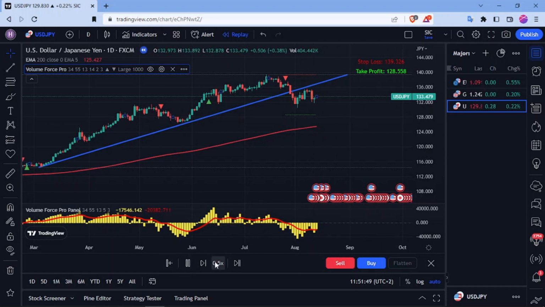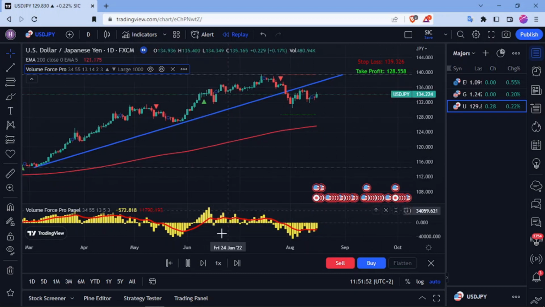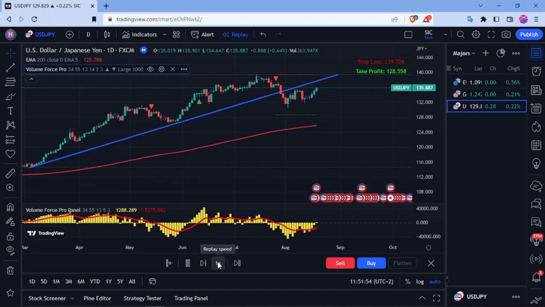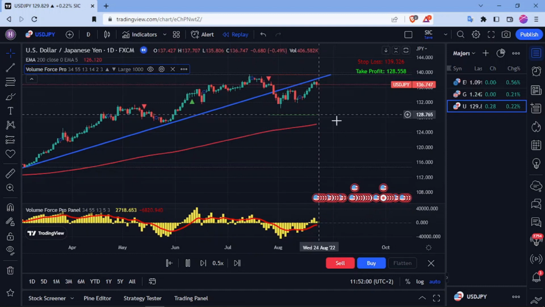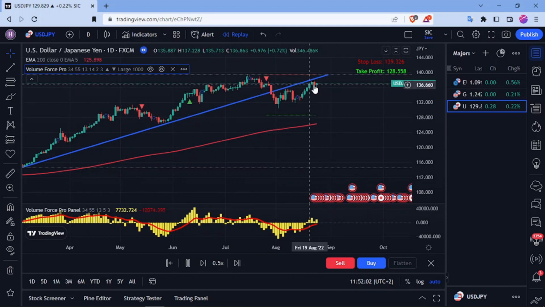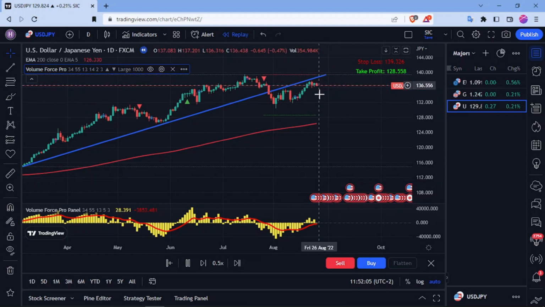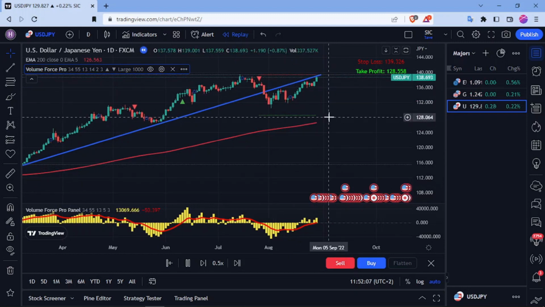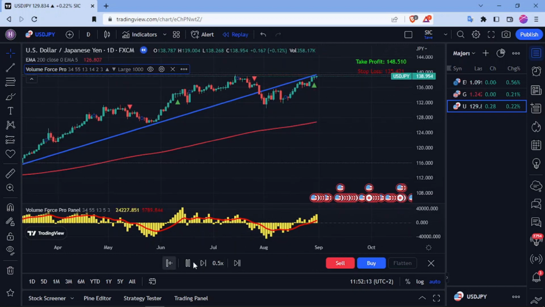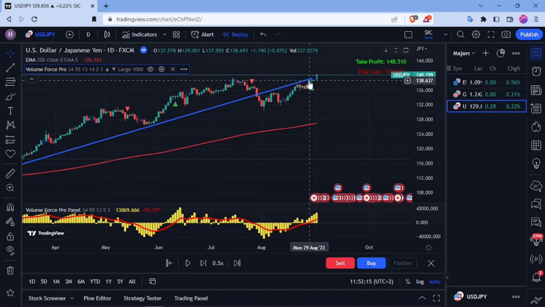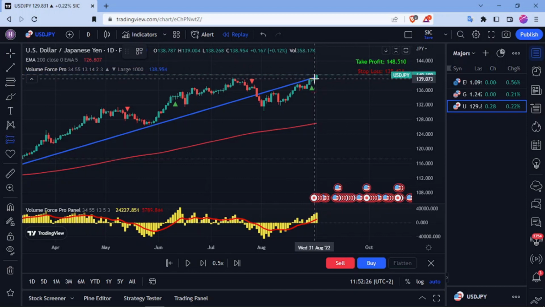What I'd like to do now is take a look at what kind of signals the bot will provide us. First, as you can see, we are currently above the 200 EMA, which means we are in an uptrend. As price trends upwards, it reaches the trend line and then has a little rejection. As price again enters the trend line, you will see that the Volume Force Pro has now given us a buy signal. It also gives us an exact take profit and stop loss for the trade. So let's enter our long position on this signal.